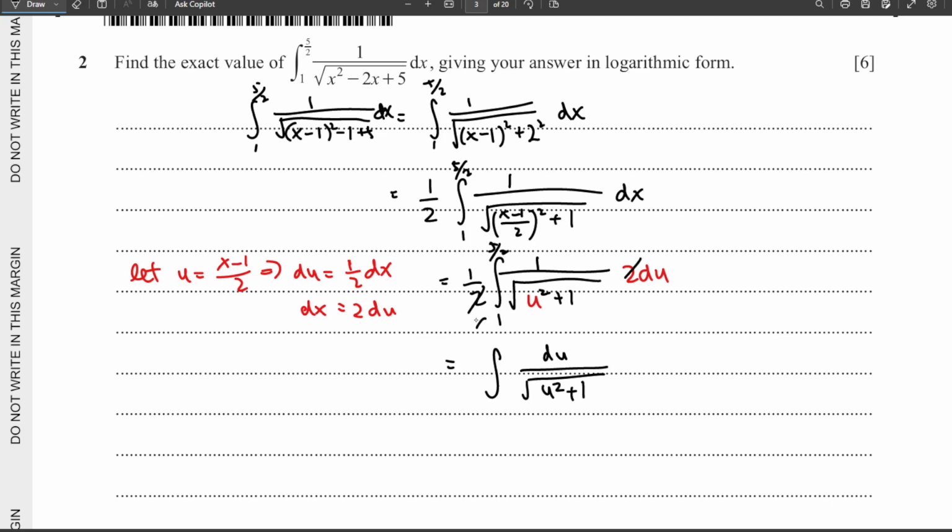Except the limits are still in x, so be mindful of this one. The limits are still in x, right? So be mindful of that. We just specify it as x.